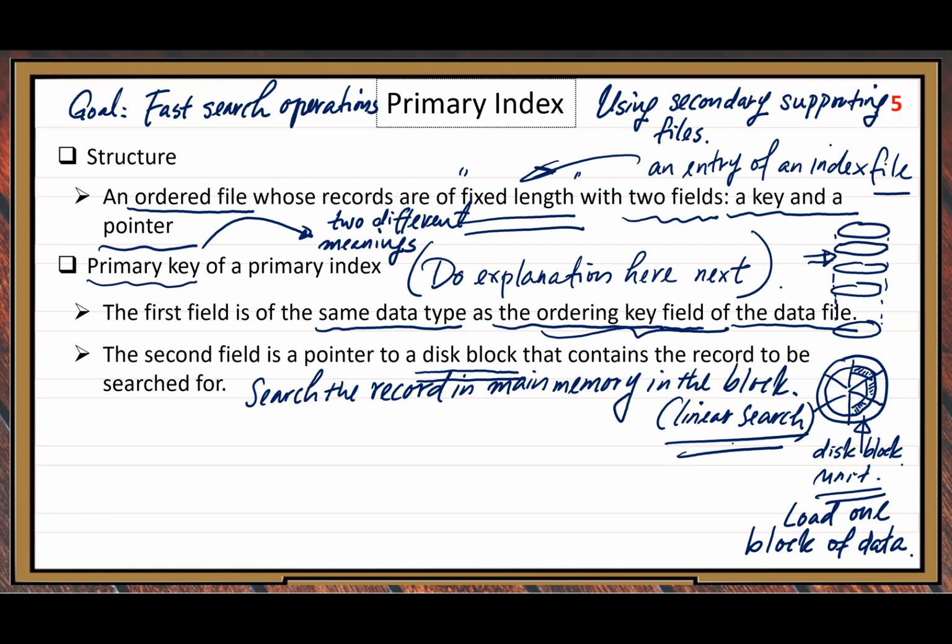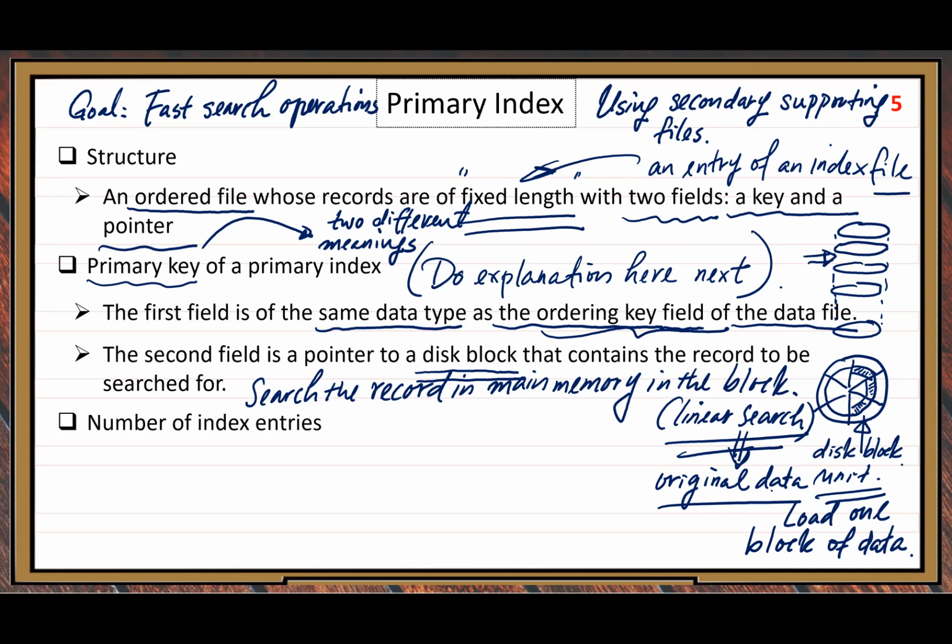This disk block is the original data, not indexed secondary data, not index supporting data. In the original data, the data is not ordered, so you cannot apply binary search on original data directly. You can only apply linear search. Only the index file, the secondary data, is ordered, and then you can apply binary search. That's the point.